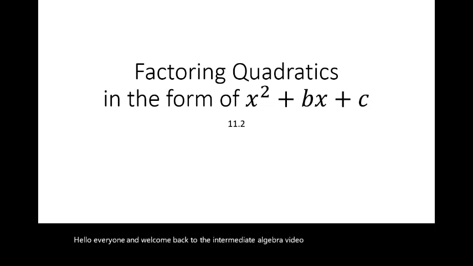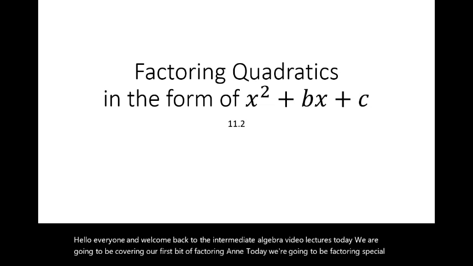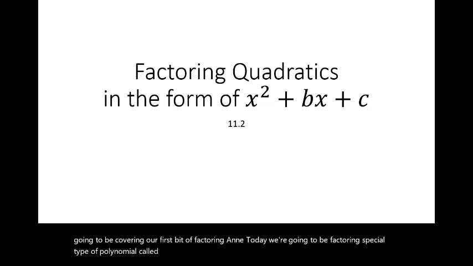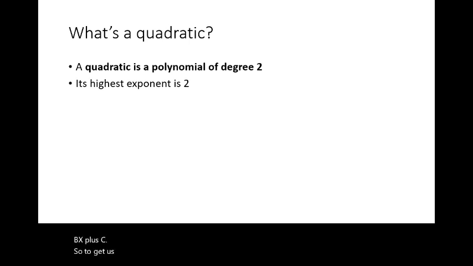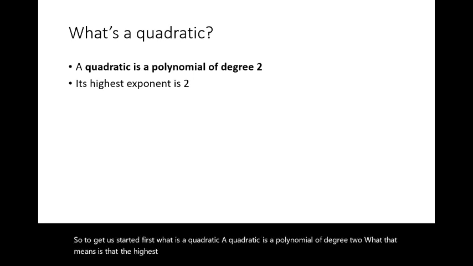Today we are going to be covering our first bit of factoring, and today we are going to be factoring a special type of polynomial called quadratics, and those quadratics will be in the form of x squared plus bx plus c. So to get us started first, what is a quadratic? A quadratic is a polynomial of degree 2. What that means is that the highest exponent in a quadratic is 2.